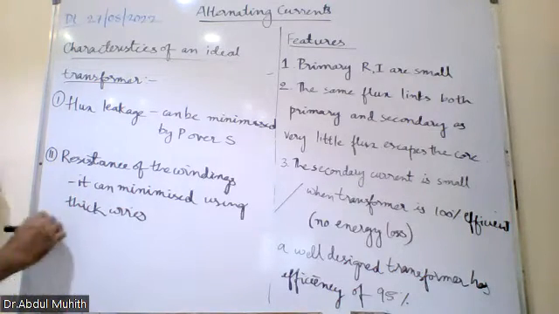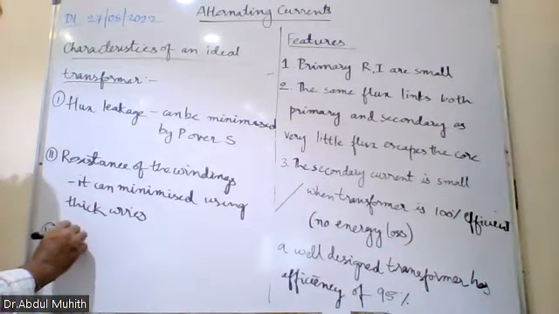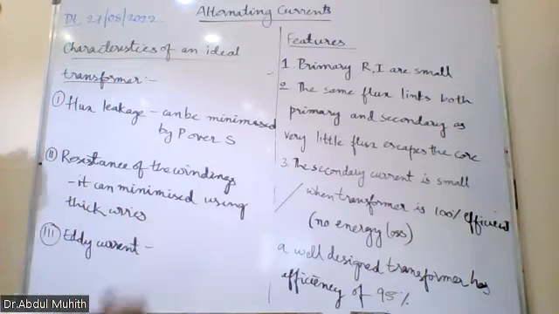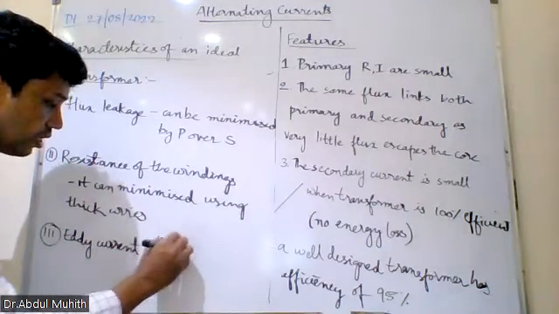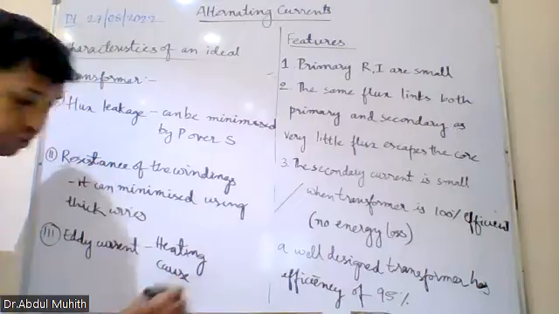Number 3. So we have eddy currents. What are eddy currents? When AC is continuously flowing through any soft material or soft iron core material, it will get heated up. That is said to be the heating cause. Continuously the AC cycle is passing through. So how can we reduce that?